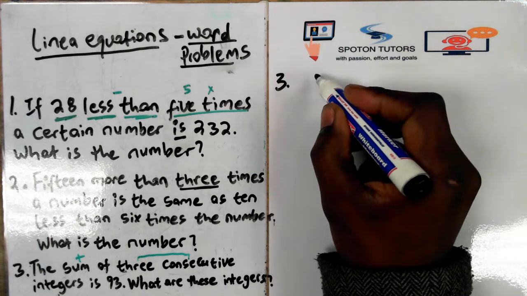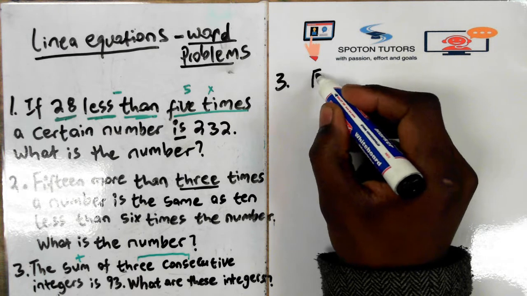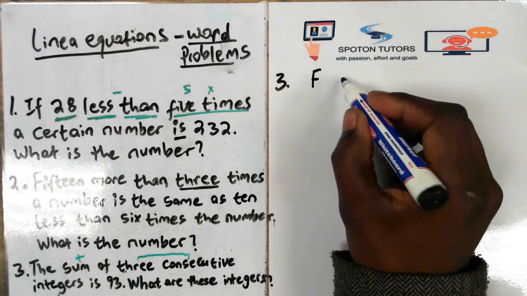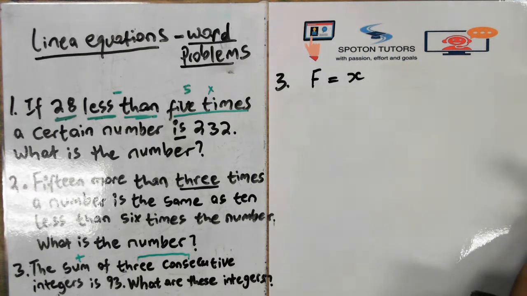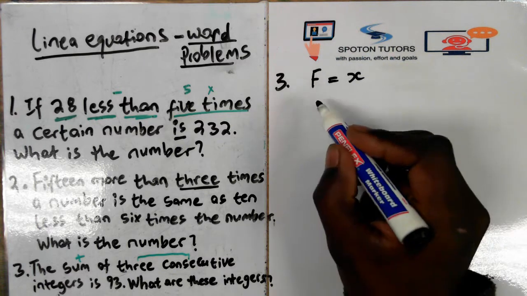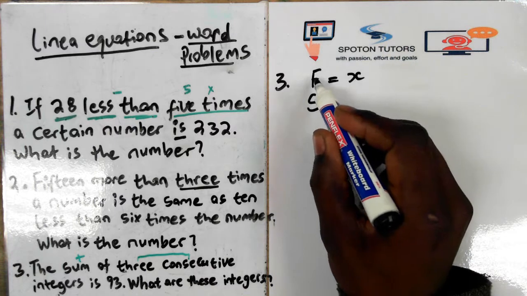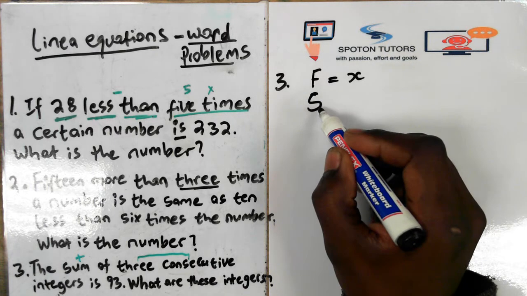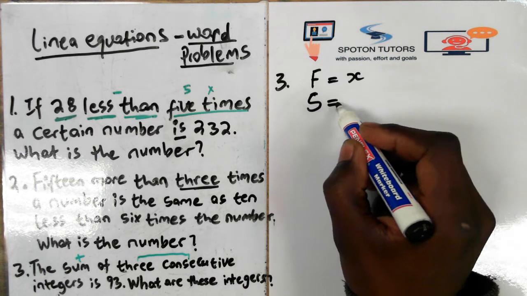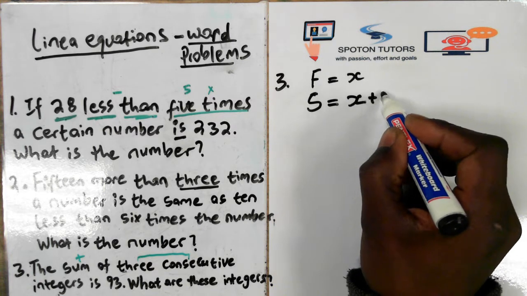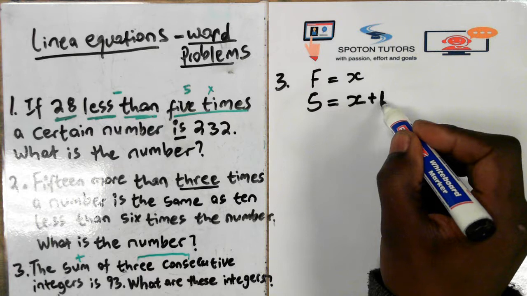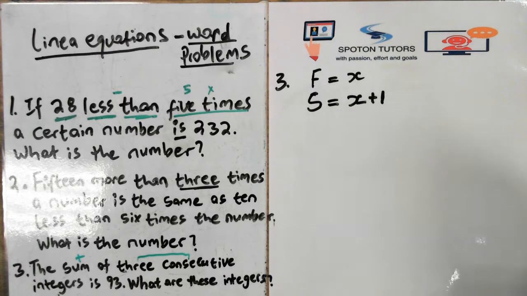When I claim that your first number, f for your first number, is going to be equal to x, we don't know that number. But we know for a fact that the number following the first number is of course your second number. And the second number is going to be equal to first number plus 1. Why plus 1? Because these numbers are consecutive. They follow each other, so they increase by 1.